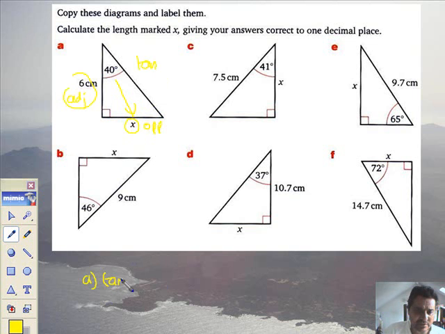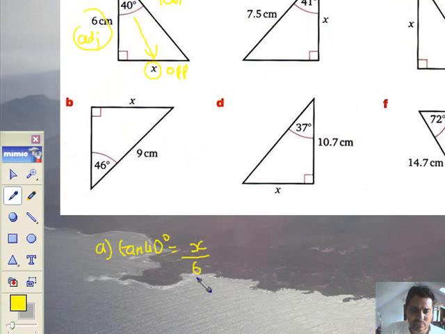Now the tangent of 40 degrees is the opposite side, remember, x, which is the op, divided by the adjacent side, which is 6. So how do you get x on its own? Very simple. Take the 6 over and multiply. So x is going to be 6 lots of tangent of 40 degrees, or 6 times tan 40. But the calculator can handle that. So now we'll do it right now.